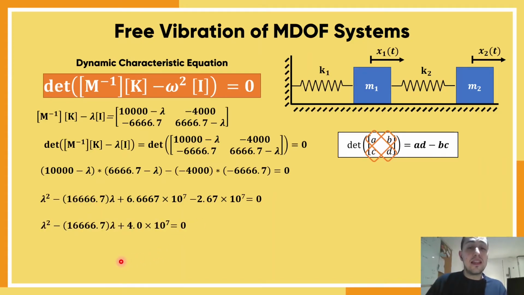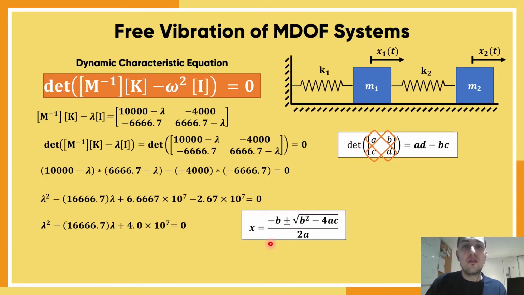But the idea is that eventually we're going to get to a quadratic equation, and we're going to use the quadratic formula to solve for this equation. And again, see that the solution to this equation is lambda. And remember that lambda is omega squared. So we're solving this orange equation for omega squared. And that's important that you understand this at this stage.